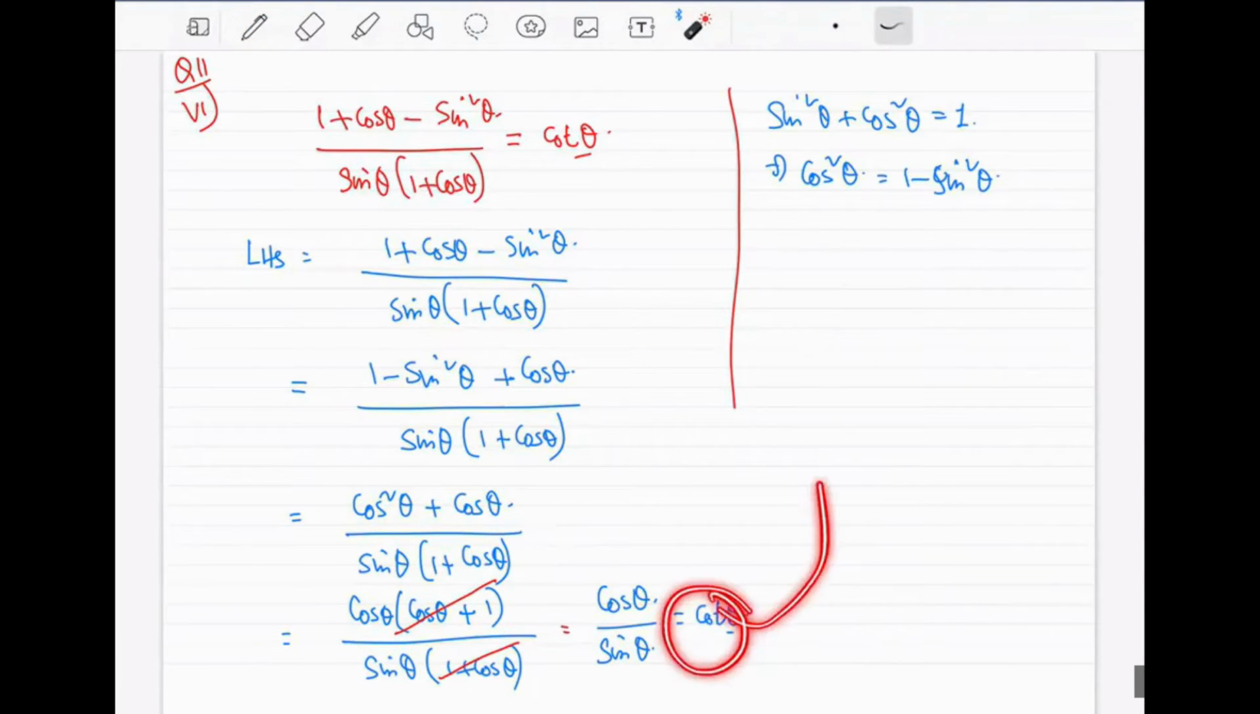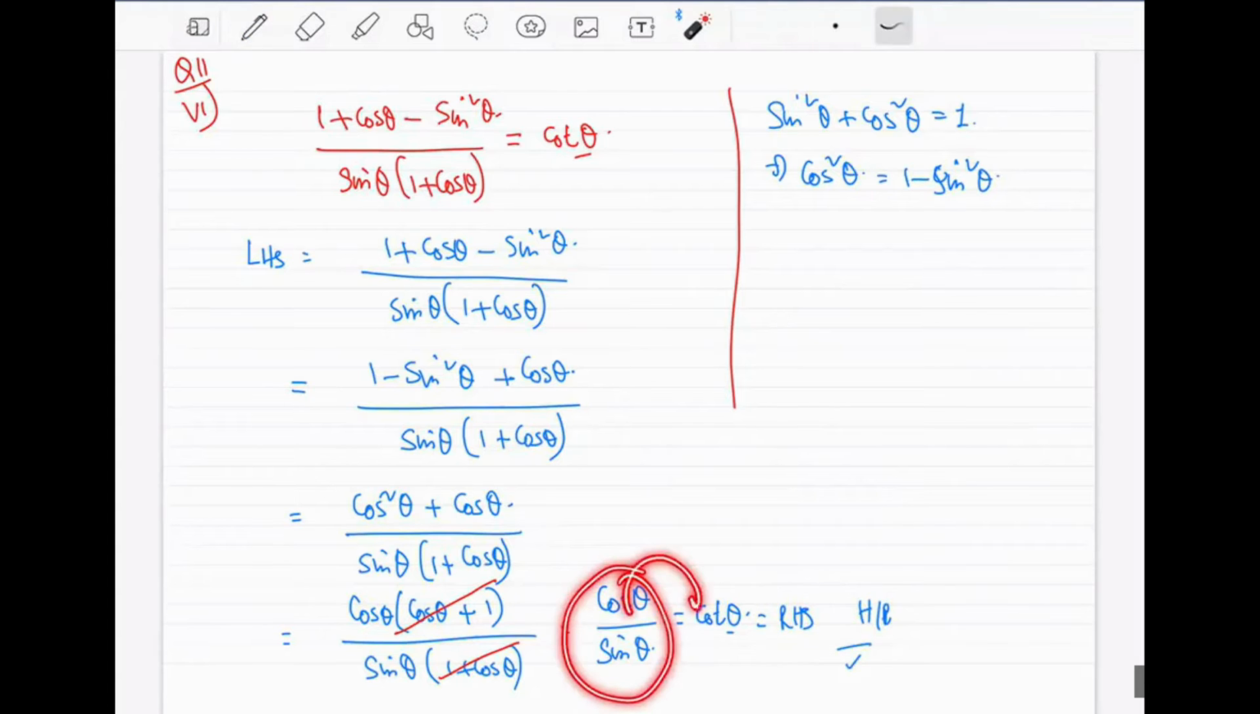This is the right hand side, right? So you can say left hand side is equal to right hand side. We have used one more formula. This is equal to this. So you just write down the formulas that we have used.